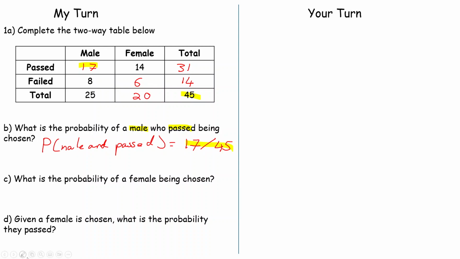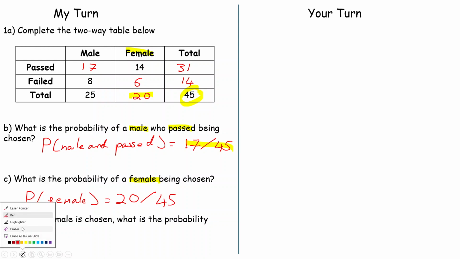Good. Sorry, for part B, part C. What is the probability of a female being chosen? Let's get rid of these highlighters. So we're looking at probability of a female. So we're looking at female, and in total there's 20 females. So 20 out of your overall total, which is 45. So we can say that the probability, capital P, of a female being chosen is equal to 20 out of your total of 45. And again, with probability, you don't need to simplify the fractions. It's the only topic in GCSE maths that you don't need to simplify your fractions, so that is fine.